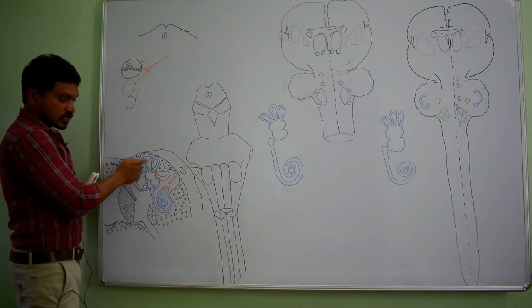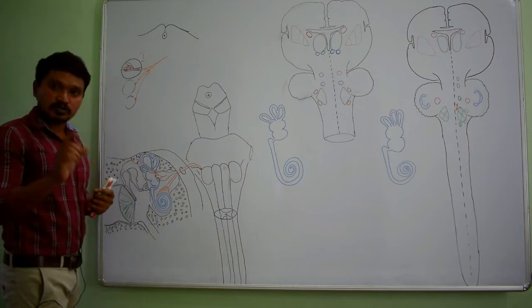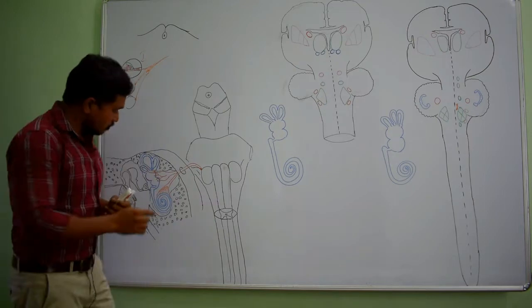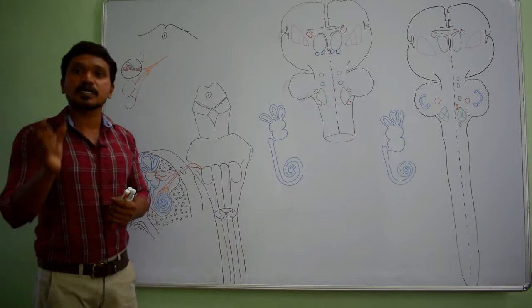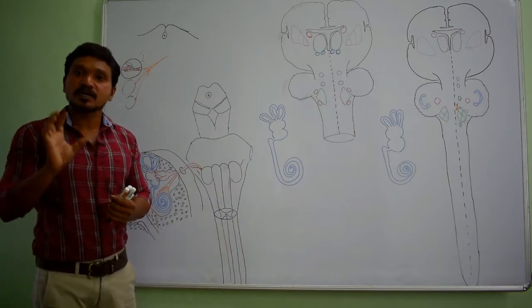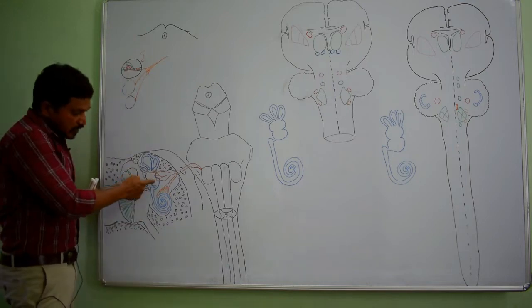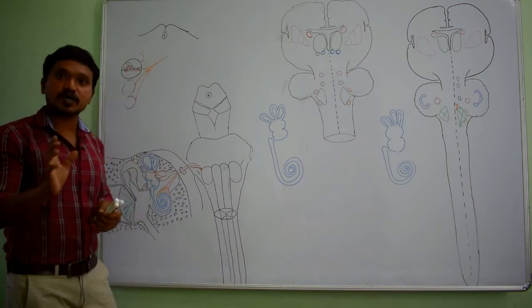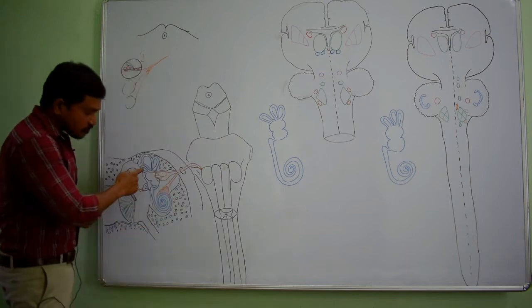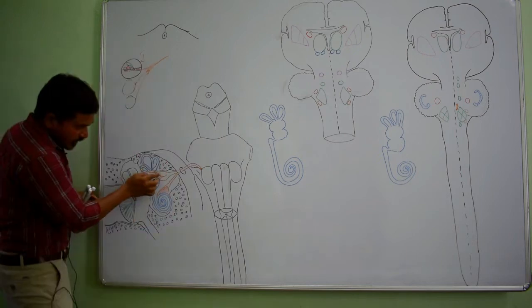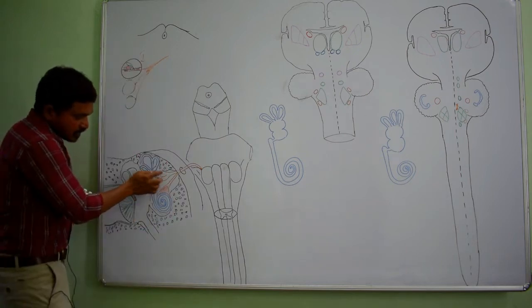Next, what is this? Saccule, utricle, semicircular canals. Within the saccule and utricle, there will be the macula. Within the semicircular canals, there will be the cristae. These are the receptors for balance. The macula, present in the saccule and utricle, is for static balance. Cristae are for kinetic balance. Here I have drawn the nerve with a dilatation.